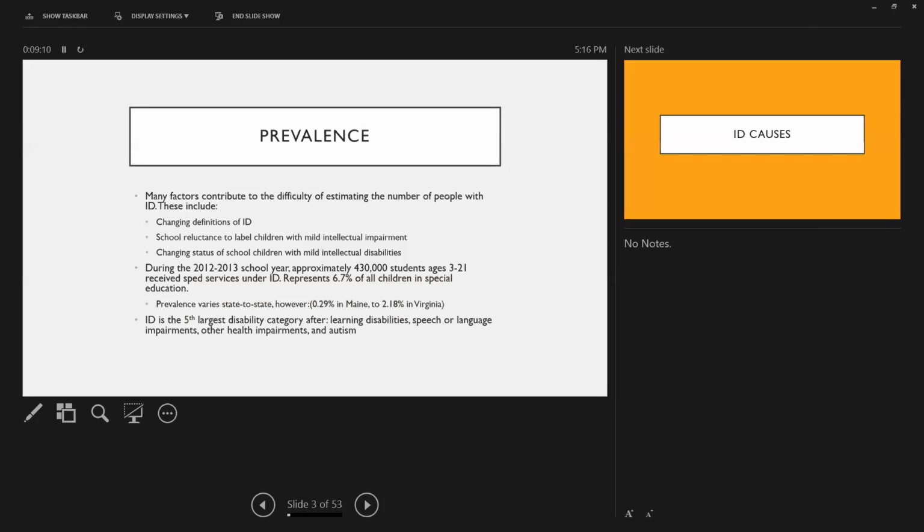So to begin, there are many factors that contribute to difficulties in estimating the number of people with intellectual disabilities. When we talk about autism, it seems to be the case that their estimates are more confident, they're more specific.